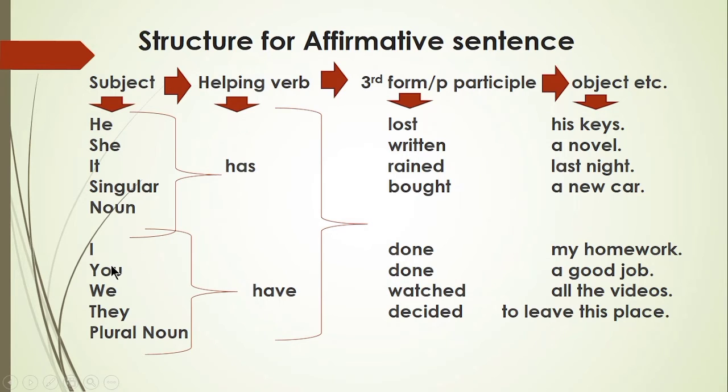If the subject is I, you, we, they or a plural noun, we use have, then the third form of the verb, and then the object or rest of the sentence. For example, he has lost his keys. She has written a novel. It has rained last night. I have done my homework. You have done a good job. They have watched all the videos.